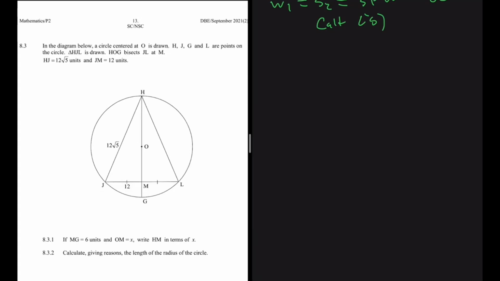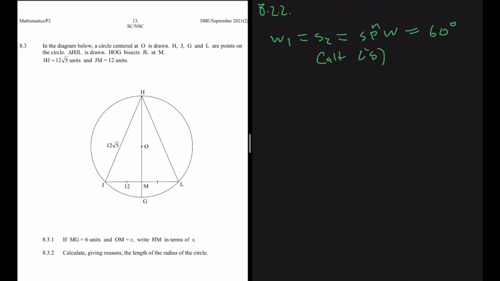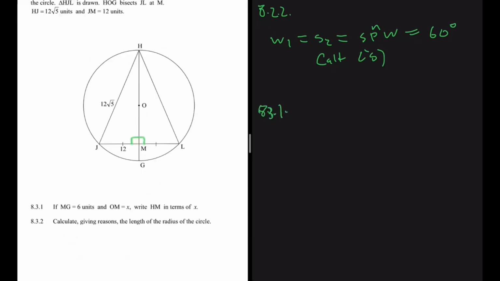8.3 says, in the diagram below, a circle centered at O is drawn. H, J, G, and L are points on the circle. Triangle HGL is drawn. HOG bisects GL at M. So we have 90, and then we're given the values of the lengths. 8.3.1, if MG is equal to 6 units, so let's denote MG, right? So we are told here that MG is 6 units and OM is X units. So we have X here for OM.